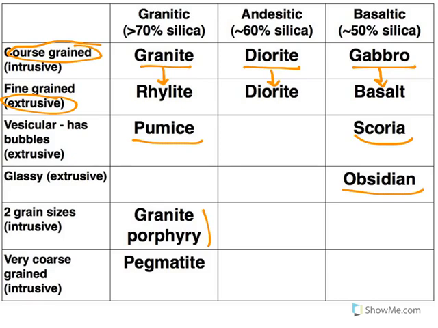Pegmatic, appropriately enough named pegmatite, is an example of a pegmatic or very coarse-grained igneous rock, and that tends to be very light in color, so that would also be granitic. So this is how we classify igneous rocks.